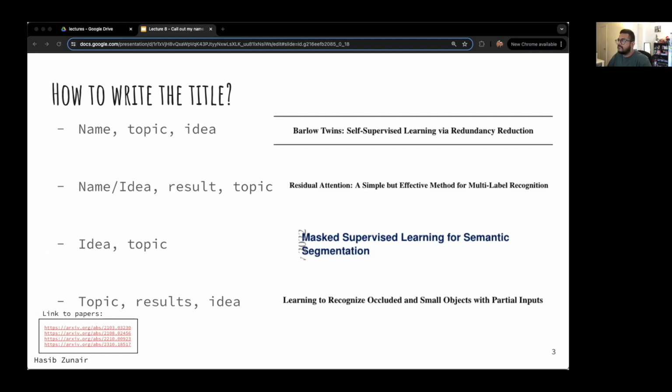Another example is learning to recognize occluded and small objects with partial inputs. In this case, the paper starts with the topic, which is learning to recognize. So the readers would understand that this is a recognition problem. And then we have the results, which is occluded and small objects. And finally, the idea, which is using partial inputs.